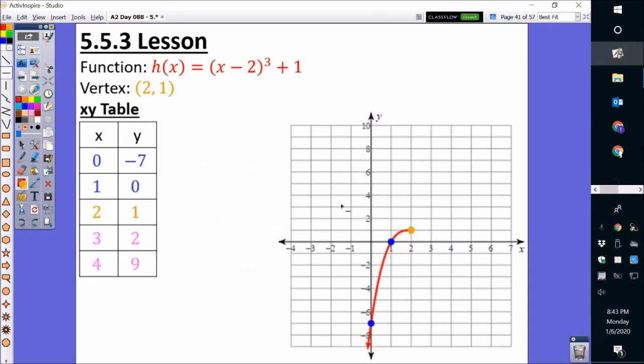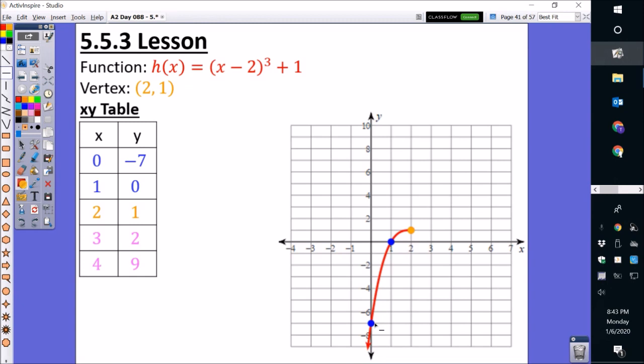So here we have the graph. The orange dot is for (2, 1), 2 for x and 1 for y. The next point going to the left is (1, 0), so (1, 0) right here, the blue dot. And then the next blue dot is (0, -7), which is right here.